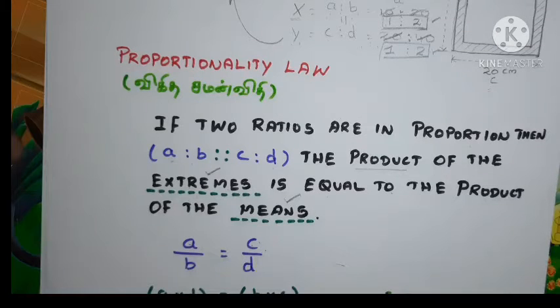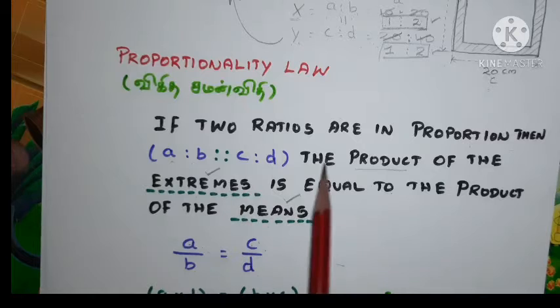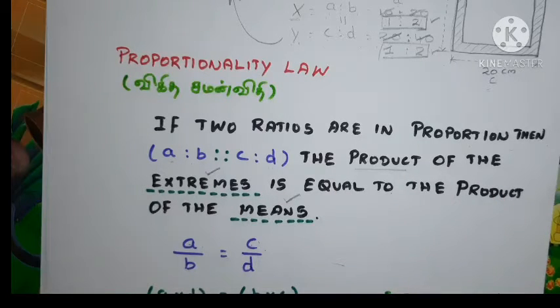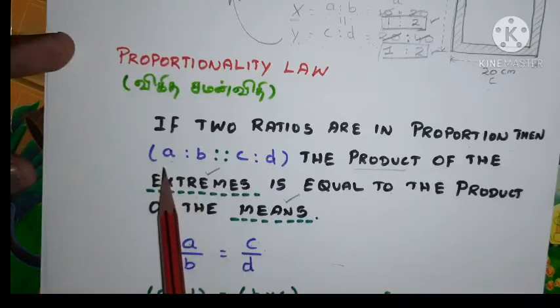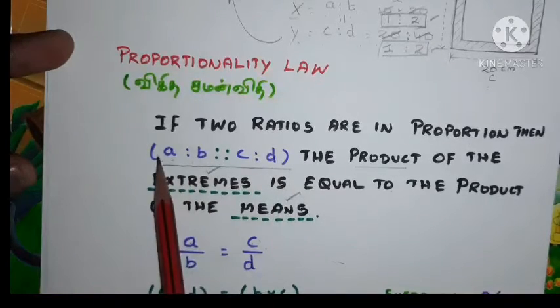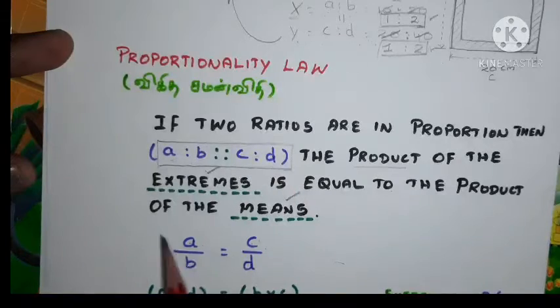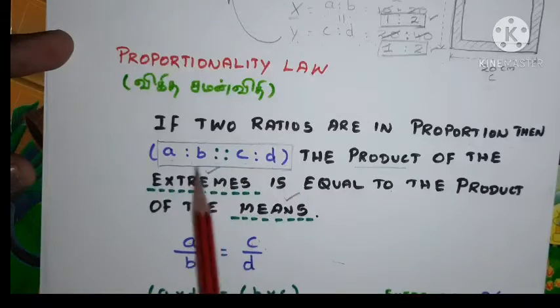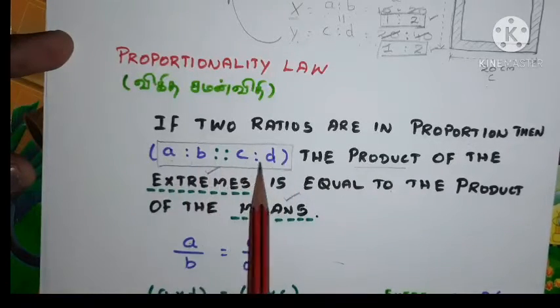So the product of the extremes is equal to the product of the means if two ratios are in proportion. So what do you mean by extremes and means? That we should understand, right? Look at this proportion. We have two ratios, and those two ratios are in proportion. Hence we mention it as A is to B proportion C is to D.